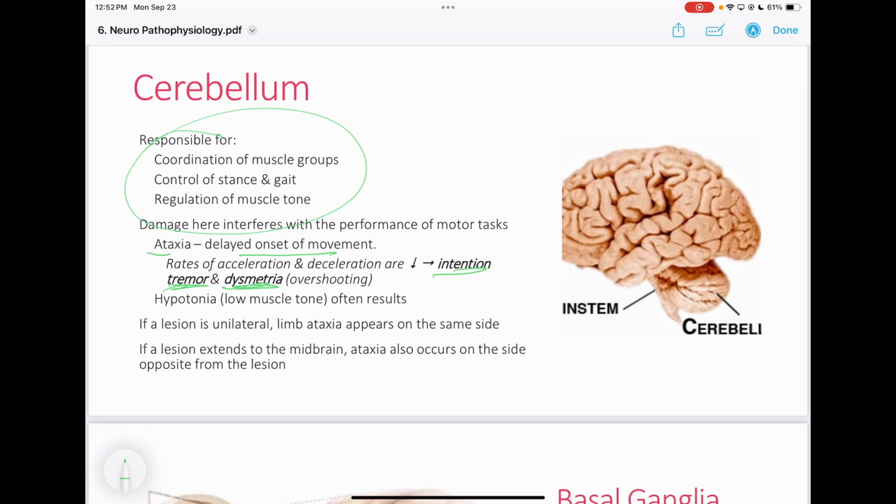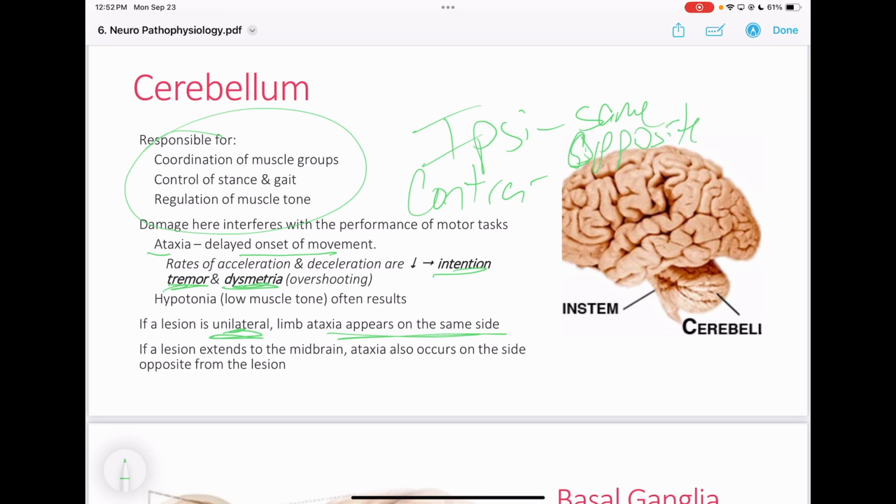Hypotonia, low muscle tone, also results. If the lesion is unilateral in the cerebellum, they have the problem on the same side. When we get to neuro, in the winter mainly, what we're going to want to find out is whether the issue they're having is ipsilateral, the same side, or is this contralateral, opposite?